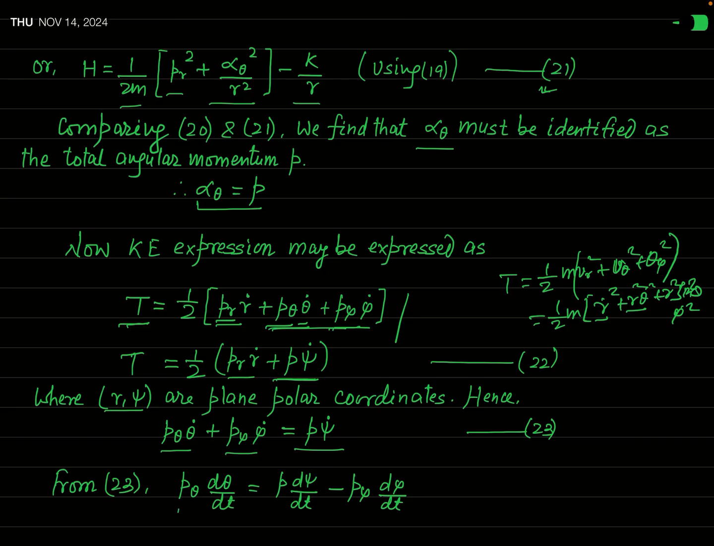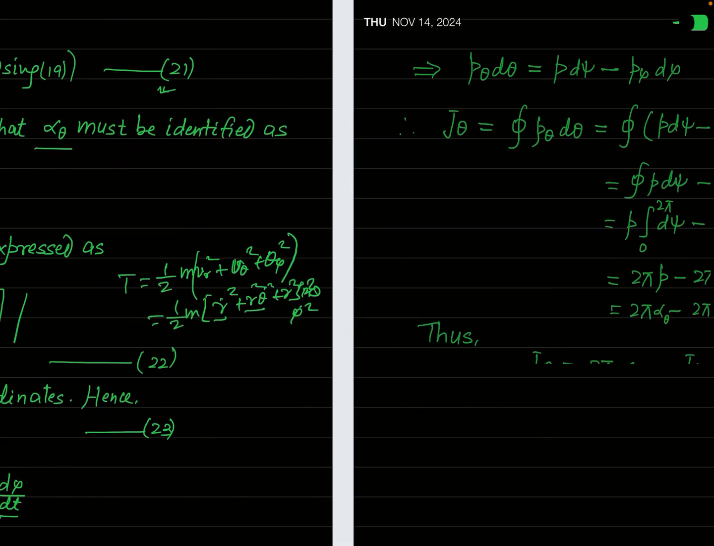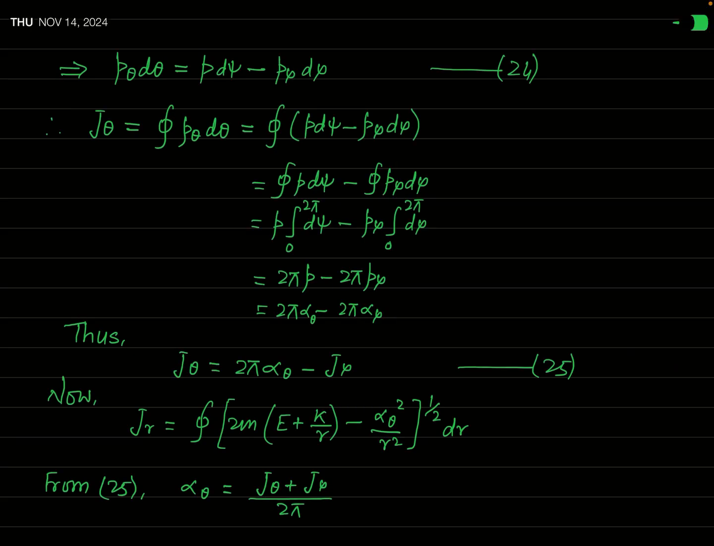And from here you can easily obtain the value of p theta times theta dot. This theta dot can be written as d theta by dt, phi dot as d phi by dt, and psi dot as d psi by dt. So if you imagine that dt will cancel on both sides, then this result can be written simply as p theta d theta equal to p d psi minus p phi d phi.